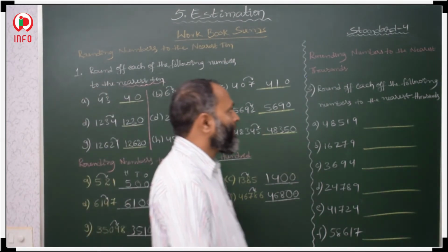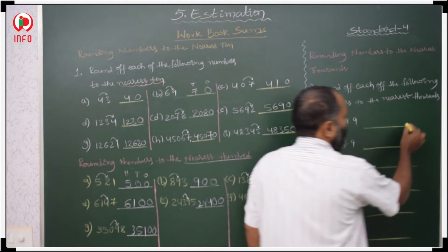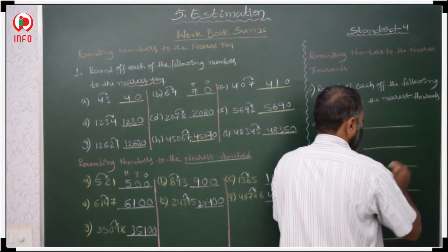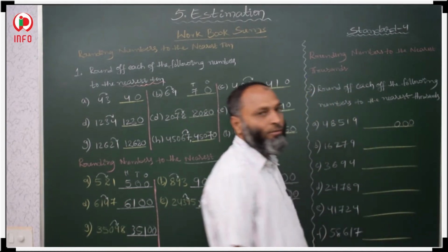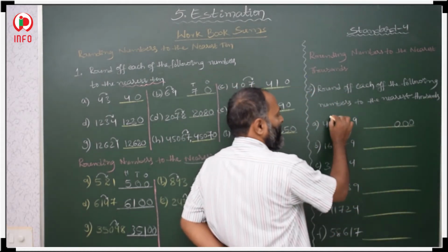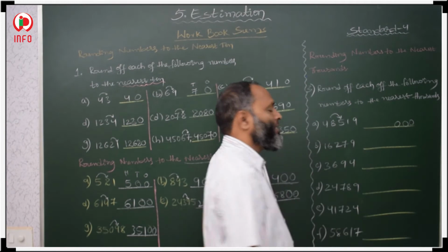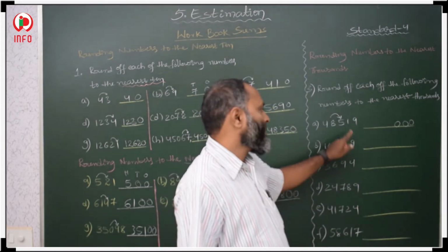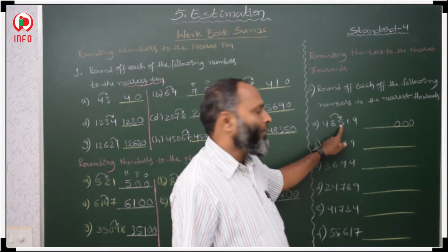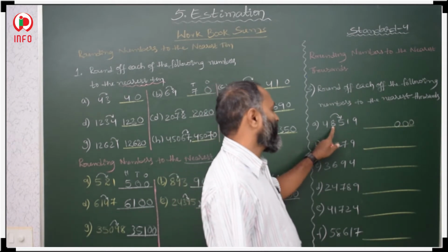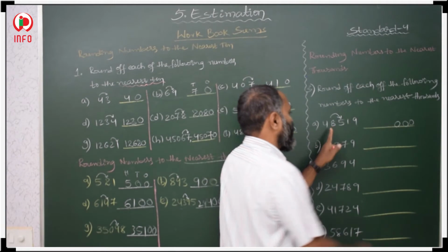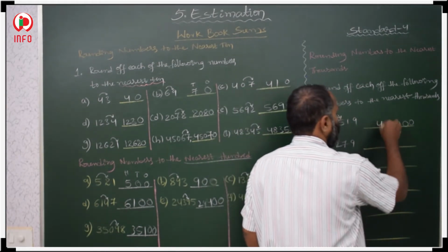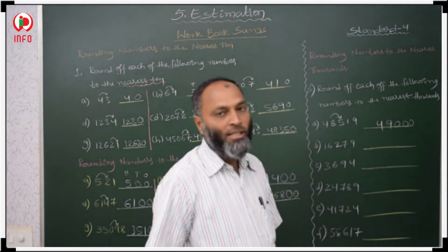Here, nearest thousands: ones place, tens place, hundreds place, zeros. Then after that the thousands place. For the thousands place we have to check what is there in the hundreds place. Hundreds place 5 is there. 5 means we have to add plus 1 to the thousands place. Then 8 plus 1, 9. So 49,000, with 4 as it is.